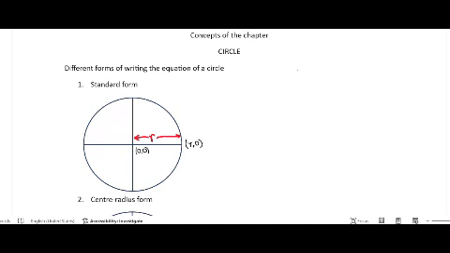So we'll be studying circles in this chapter. We'll be doing all the concepts in this chapter, and solutions for the questions and everything will be given in the successive videos. So let's start.